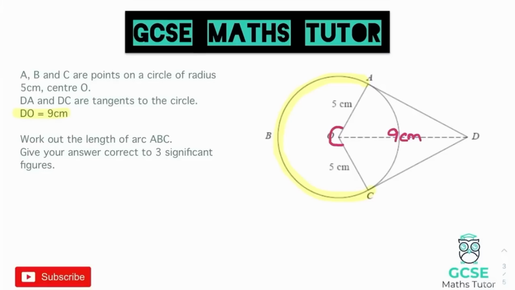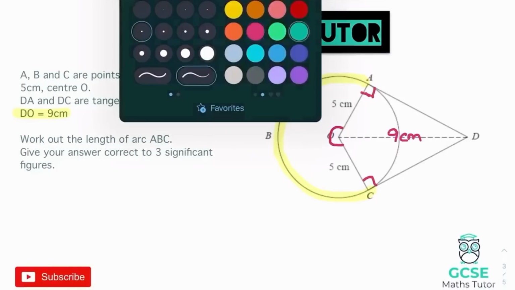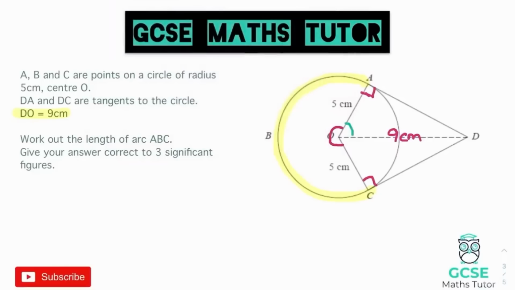Now, we already mentioned that there's some tangents. So we know that this is a right angle and this is a right angle as well. And what we need, in order to get that angle out the outside, we need these angles just here. Okay, so there's two of them.